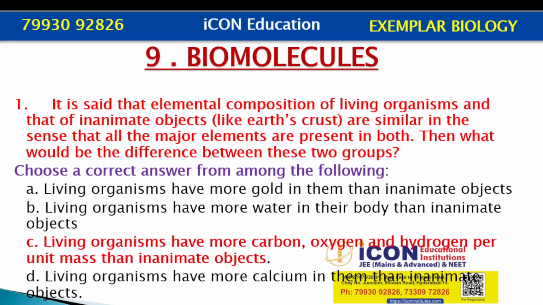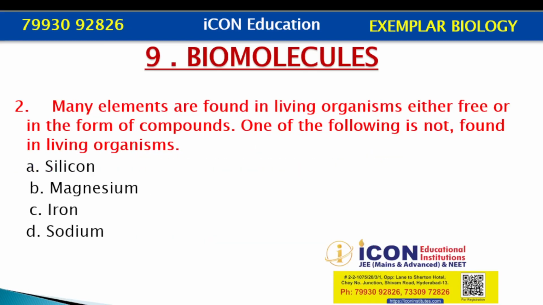Question number 2. Many elements are found in living organisms either free or in the form of compounds. One of the following is not found in the living organism. So not found in the living organism is option A, silicon, because in the living body the silicon is almost negligible.